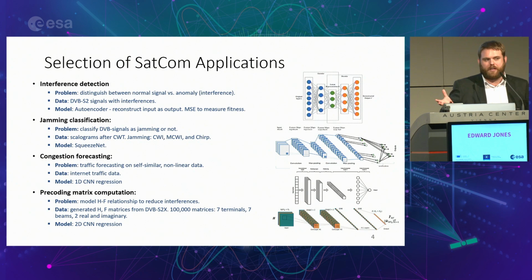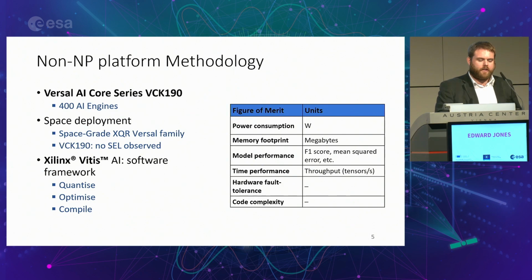Now, these are SATCOM applications, but neuromorphic computing is applicable to a wide range of different machine learning tasks, including image processing especially. So just to give you a background on the Versal, as I said, it's got some specific matrix multiply accelerators on it, but is quite flexible. And this is the example of a non-neuromorphic platform. This has quite a substantial software infrastructure associated with it that allows you to quantize neural networks, optimize them, and compile them right down to the hardware.